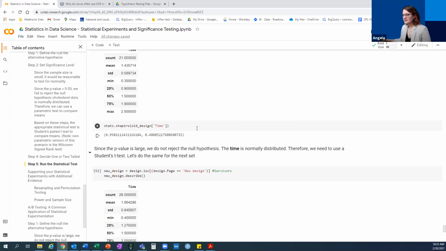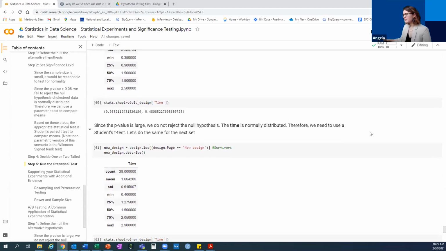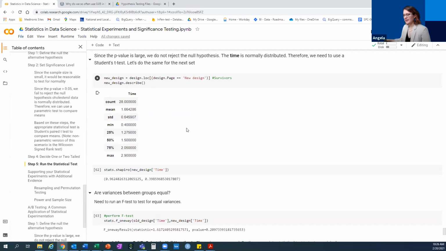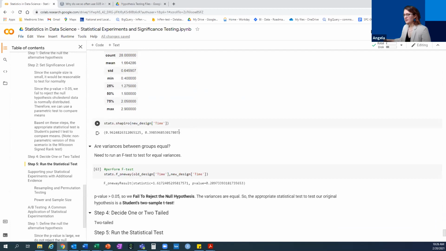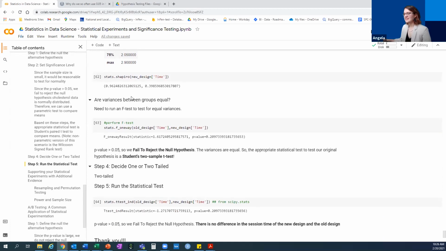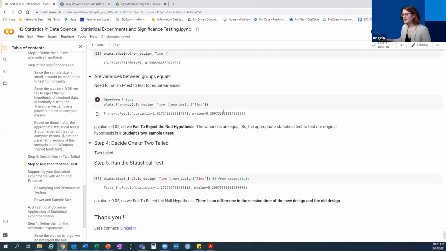So to be safe, we'll do a quick test. And we see that the session time is in fact normally distributed because this p-value is not less than 0.05. Therefore, we'll do a Student's t-test, two-sample t-test again. That's the assumption for now, but we do have to test the other group. And with a similar process, we see that we do not reject the null that the data is normally distributed. So we can use a parametric test. Are the variances equal? Let's run an F test to find out. P-value is greater than 0.05, so we fail to reject the null. The variances are equal. So as we had thought originally, Student's two-sample t-test is what we'll use.